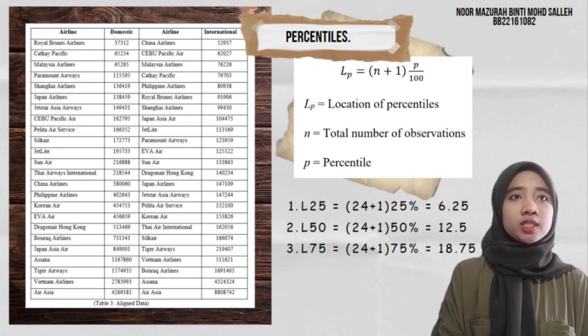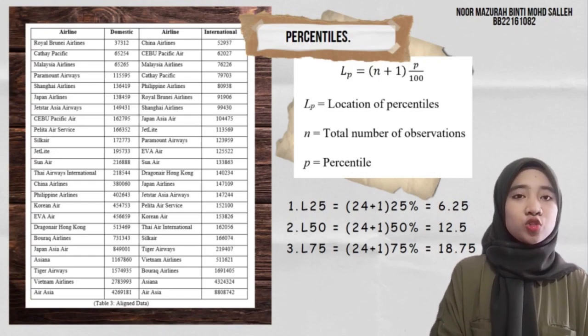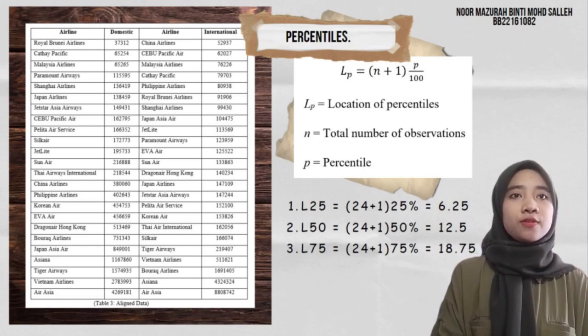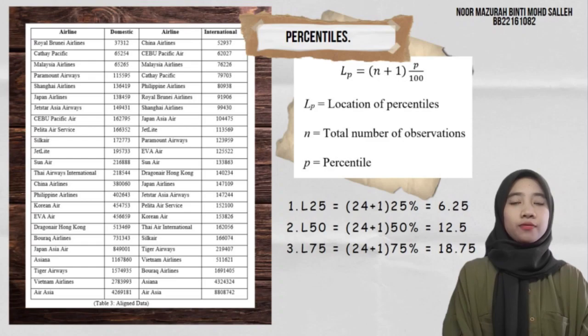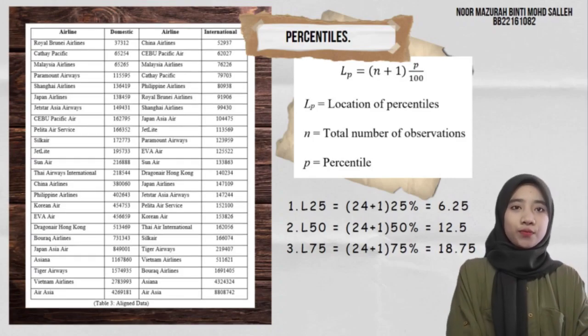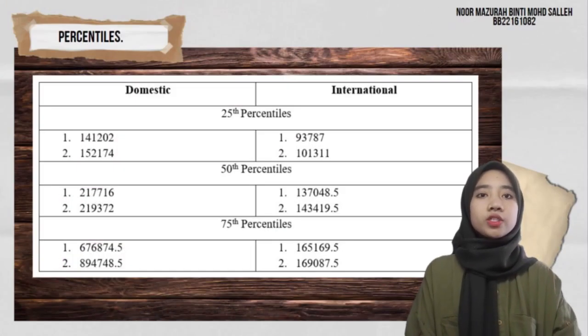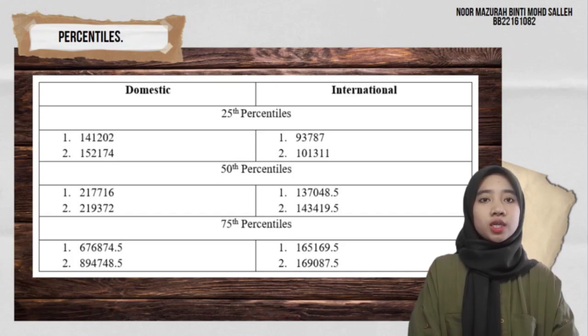As for determining percentiles for each dataset, we are using the formula given to find the 25th, 50th, and 75th percentiles. First percentile, we got 6.25. Second, we got 12.5. And third percentile, we got 18.75. The following table shows the result of each percentile for both domestic and international passenger traffic.